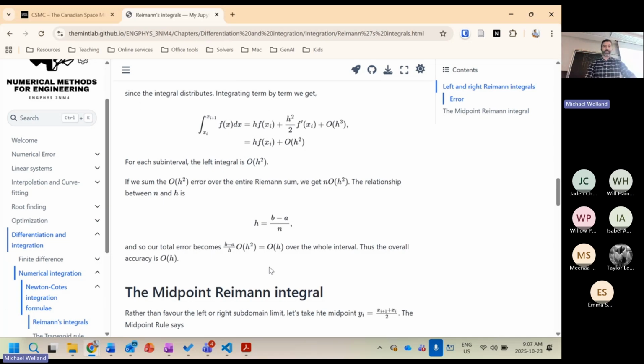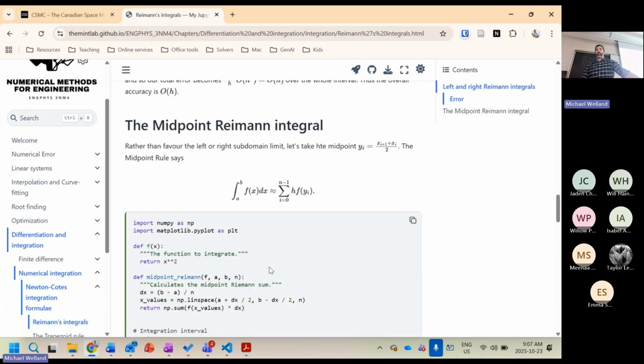Okay, but there are better methods. Remember, you have something that's always too low on one side and too high on the other side, so we average it and go to the midpoint.